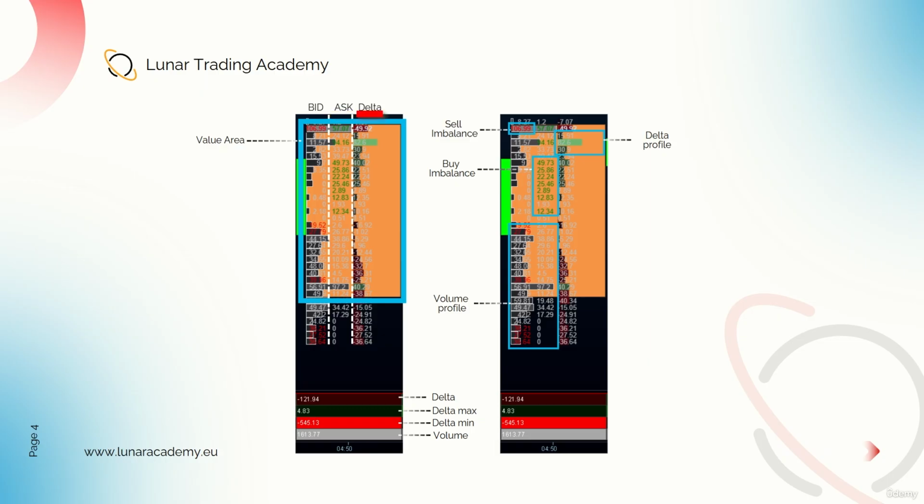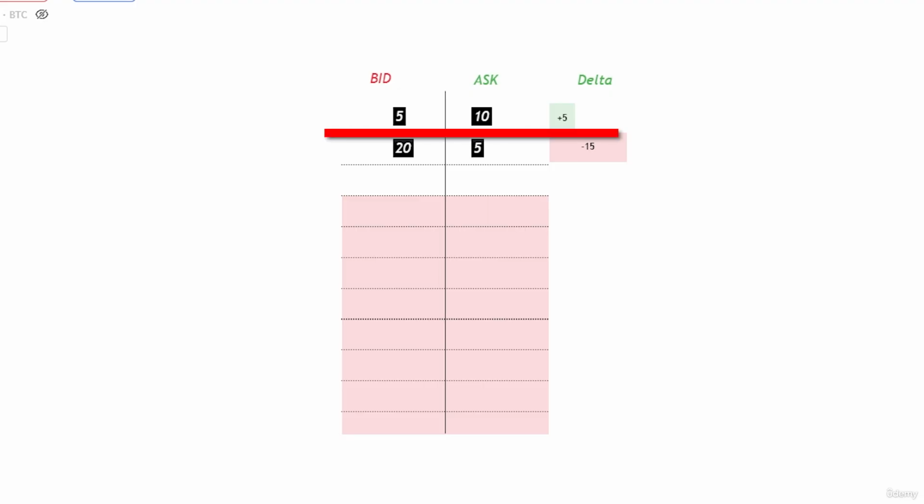Then we have the delta profile. The delta profile shows which side was more aggressive at a given price level. Delta is calculated using the formula number of buyers minus number of sellers. So if at a specific level there is, for example, bid 5 and ask 10, the delta will be plus 5, because we have 10 buyers minus 5 sellers. So we have a positive delta of 5.